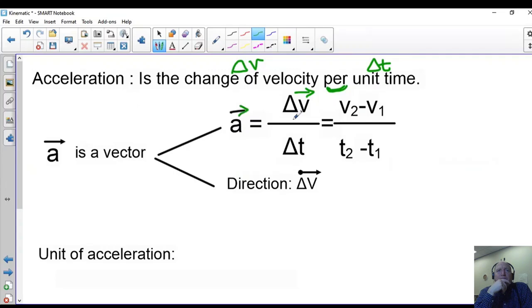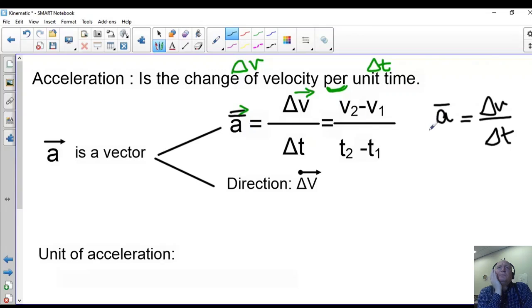And since we are finding delta v, this is the average velocity, so I have to put the average sign here. Sometimes, most of the time, we don't put the sign for vector, and we always write delta v over delta t.